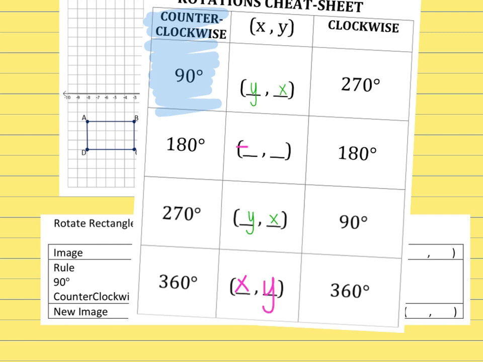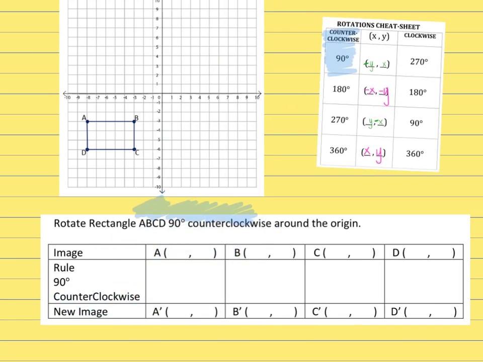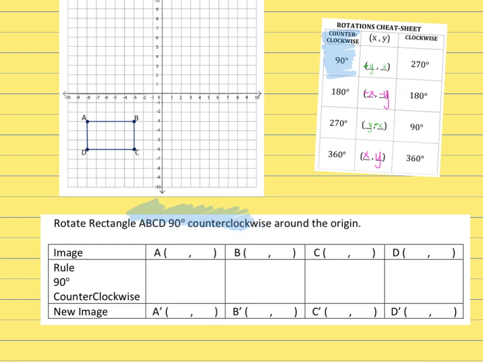360 stays the same. 180 switches to be the opposite. Okay, so now I'm good to go. Okay, so the rule one more time is negative yx when I put this in my table. Negative yx. And for me, writing it in this table right underneath the original coordinates helps me make sure that I put the right number in the right spot.